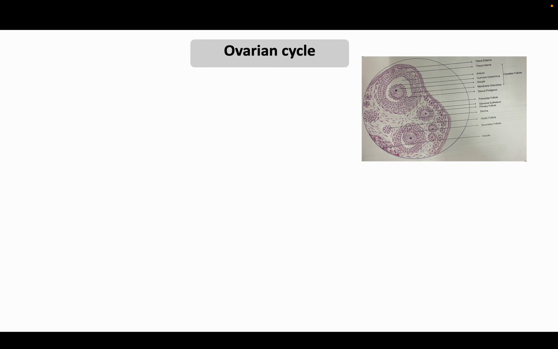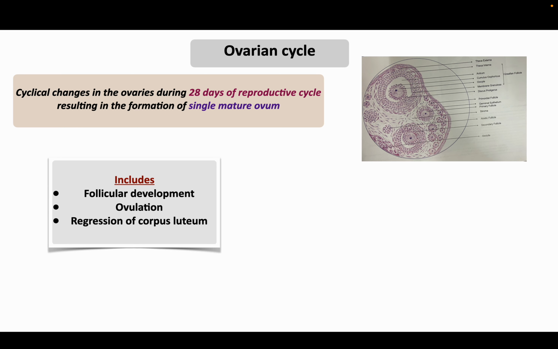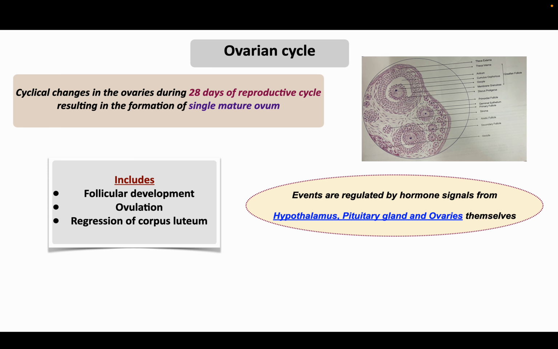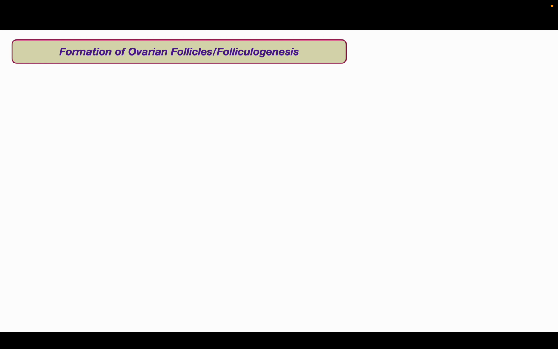Now coming to the ovarian cycle. Basically, these are cyclical changes in the ovaries during the 28 days of the reproductive cycle, resulting in the formation of a single mature ovum. It includes three stages, which we will discuss one by one: first follicular development, then ovulation, then regression of the corpus luteum. These events are regulated by hormone signals from the hypothalamus, pituitary gland, and ovaries themselves. This is the hypothalamic-pituitary-ovarian axis.